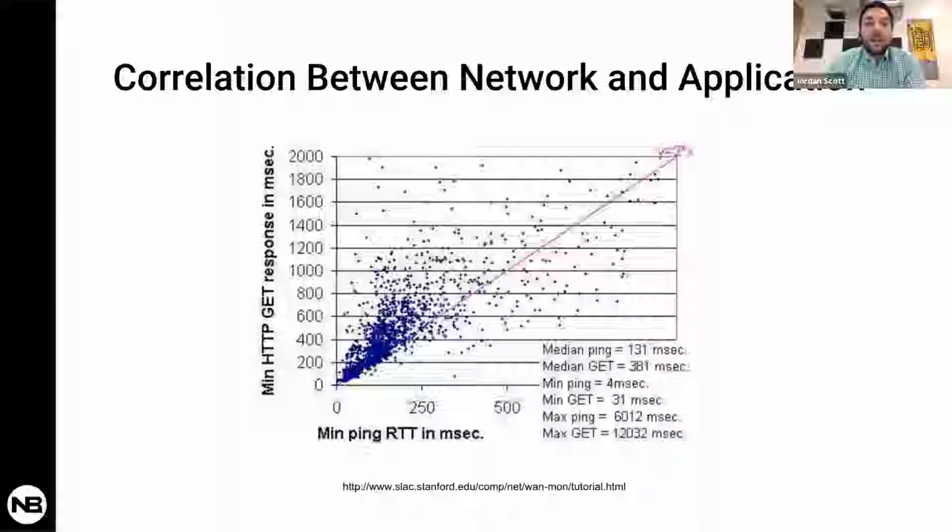A study performed by the Stanford Linear Accelerator Center showed a clear correlation between round-trip time and HTTP response time. More specifically, in this graph, you can see that for each data point, the lower bound of an HTTP GET is twice its round-trip time. That's caused by the fact that a minimal TCP transaction involves two round trips. One to establish the connection between the client and the server, the second one to send the HTTP GET request and receive the response.